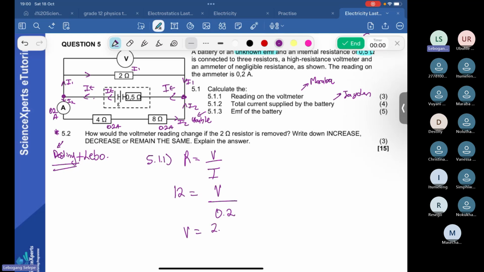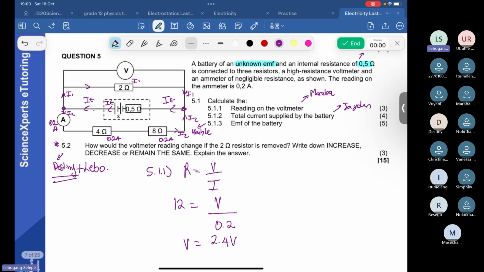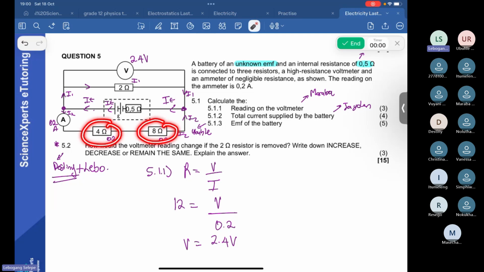2.4. I get 2.4 V. Alternatively, if you like to do things the long way, calculate the voltage here, calculate the voltage there, then add them. It should give you 2.4 as well.